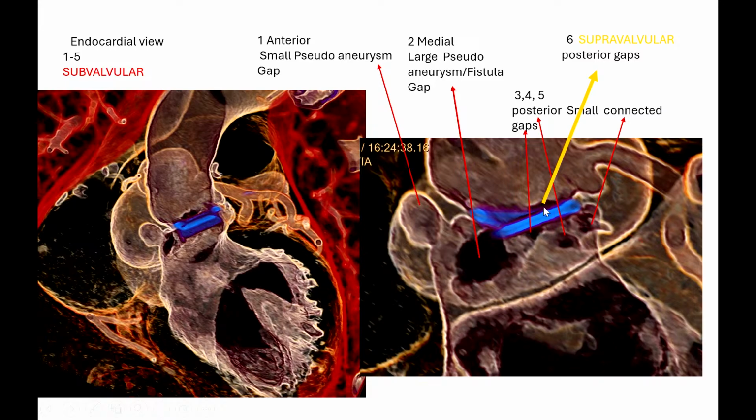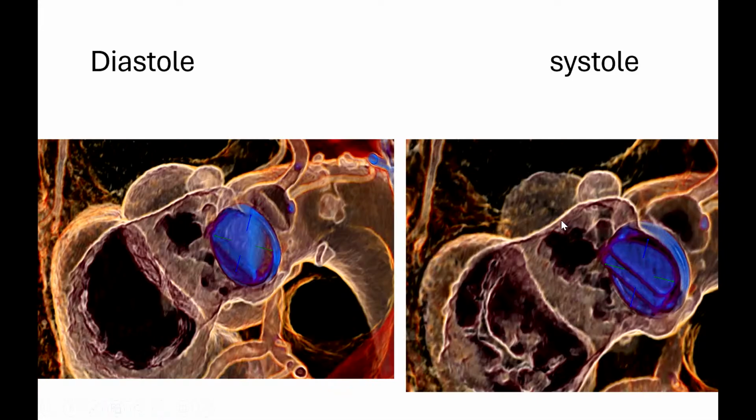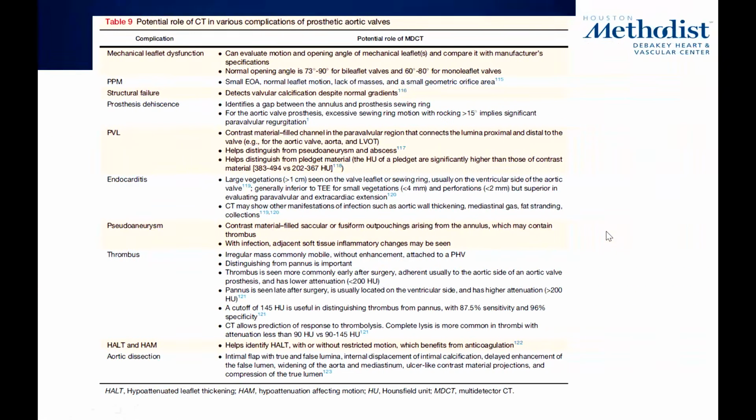I'm sorry, right here. So it has a tear, subvalvular, and also, I think this is all connected, also a supravalvular gap. Okay, and it was important to show the position of the leaflet in systole and diastole, showing that plugging this is not practical because you're going to interfere with the leaflet.